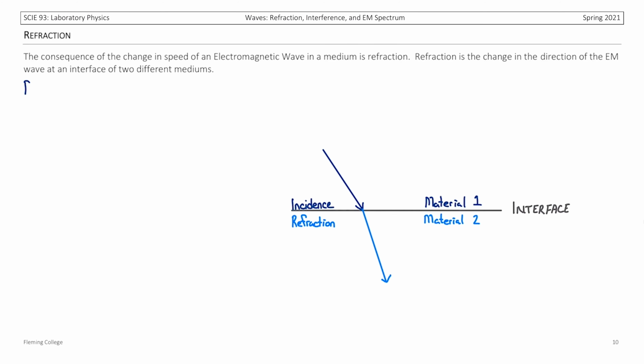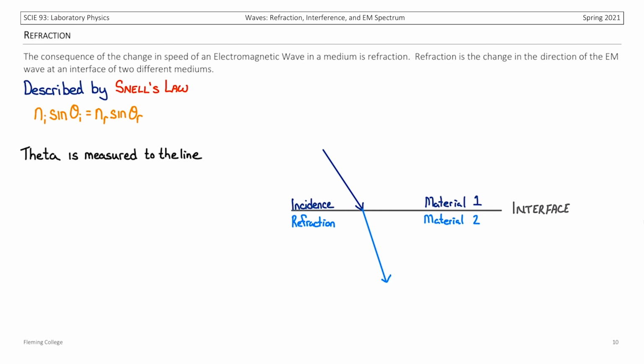We describe the amount of bend using Snell's law, which states that the index of refraction multiplied by the sine of the angle of incidence must be equal to the index of refraction in the refraction material multiplied by the sine of the angle of refraction. It's very important to note here that theta is measured to the line normal to the interface. So you can see in the diagram, we have our angle of incidence and our angle of refraction, and they're both measured to that vertical line that's perpendicular to the interface.